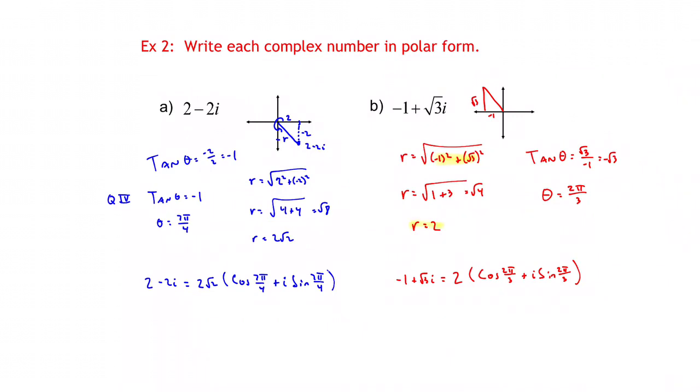And then I used tangent of theta, which is opposite over adjacent, so square root of 3 over negative 1, or negative square root of 3. And since it's in quadrant 2, we had to make sure we got the correct angle in quadrant 2, which is 2 pi over 3. And then at the end, here is your complex number in polar form.